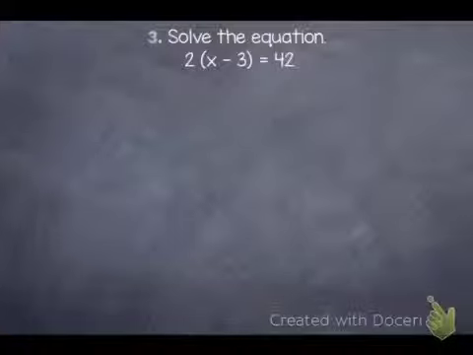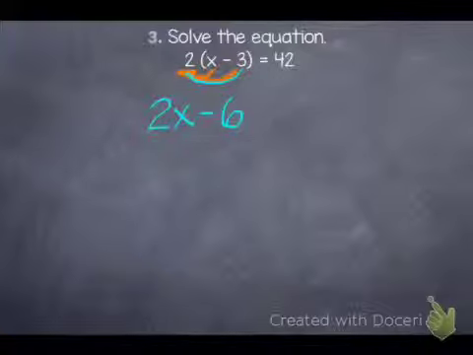Number 3, we are going to be practicing yet again the distributive property. So we started some of these yesterday where we have a number out in front of a parentheses and we need to distribute that value to not just the first number but also to the second. So we'll start with 2 times x. 2 times x is 2x. And then we also need to distribute it to the negative 3. So positive 2 times negative 3 is going to make a negative 6. And then we bring down 42.